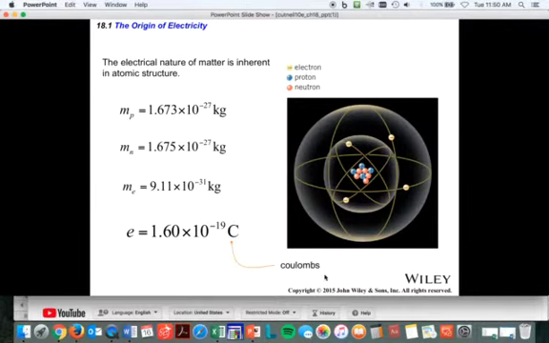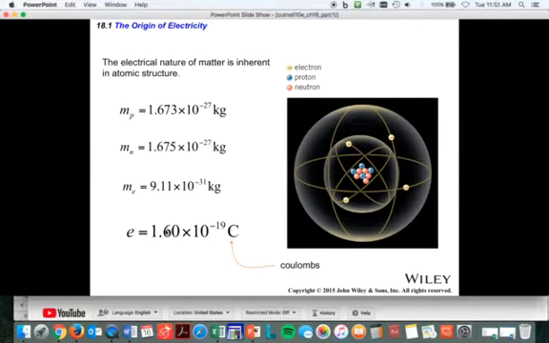It's kind of like in Sesame Street where they had your word of the day or something. Today's lesson is brought to you by the letter C and the word coulombs, which is a base unit. That's how we measure charge. We measure it in coulombs.